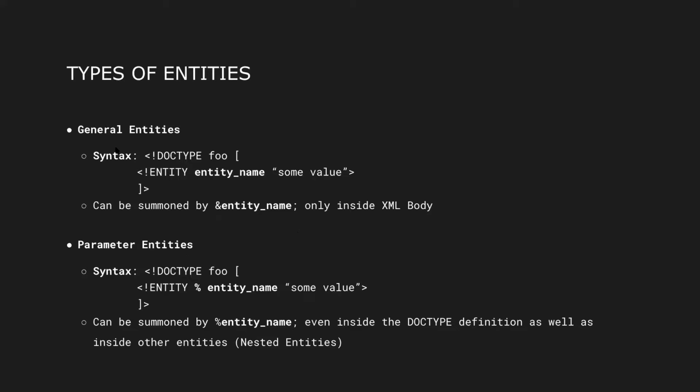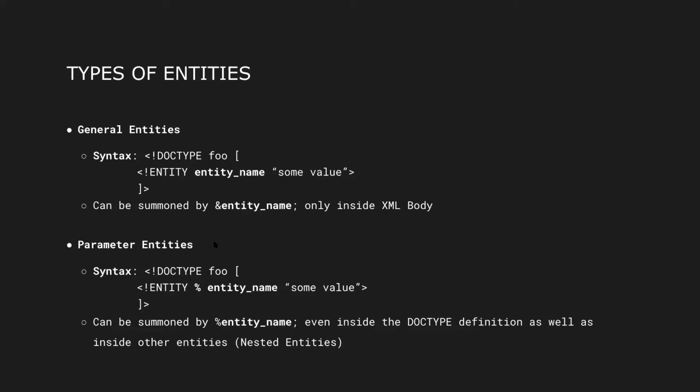What differs in both of them is the definition, like the syntax that we use to define them, and also how and where they can be used inside a document. So here, as you can see, a general entity is defined inside a doc type element foo. That's the ENTITY keyword, followed by an entity name and the entity value. The calling convention for a general entity is the ampersand and the entity name. But the only thing is that it can be called only inside the XML body.